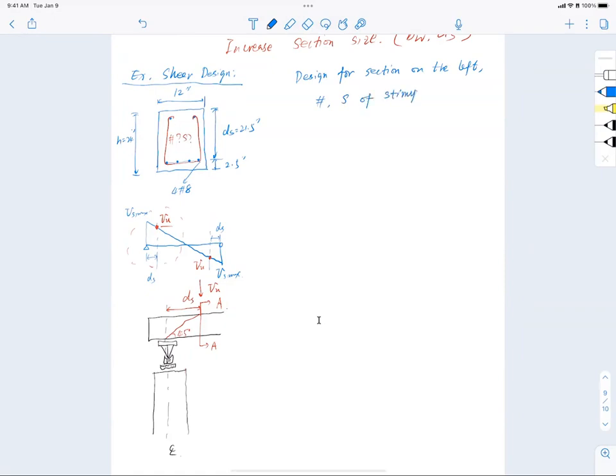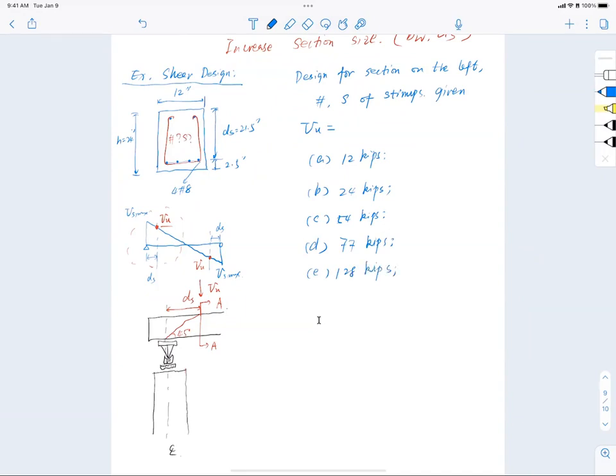And given the shear force Vu equal to A, 12 kips, B, 24 kips, C, 54 kips, D, 77 kips, and E, 128 kips.